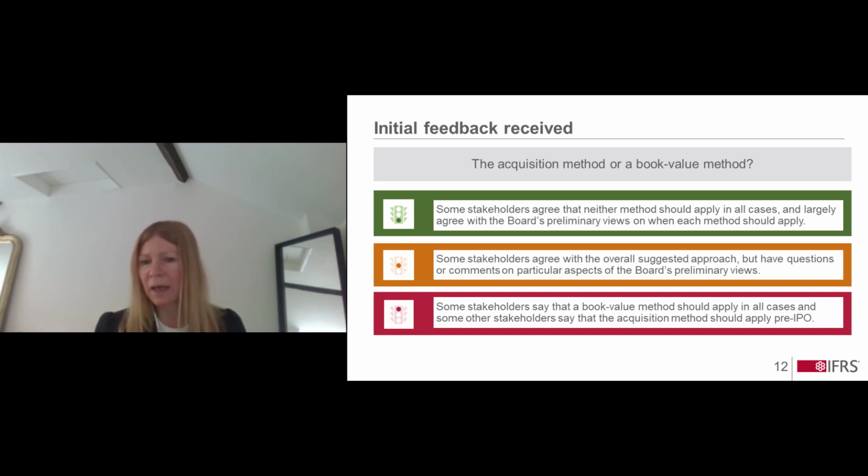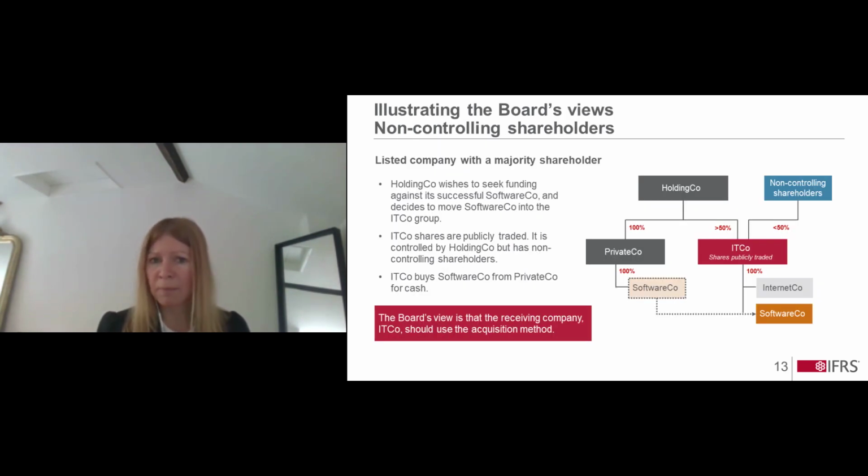And in those latter cases, stakeholders tend to really advocate a so-called fresh start method, where all combining companies would be reflected at fair value rather than the acquisition method per se. And what we have observed is that those views that we're hearing are often informed either by the previous local GAAP applied in the jurisdiction or by existing prevailing reporting practices. And so building on this last point, what we would like to do is just to recap why the board believes that the acquisition method should be applied when non-controlling shareholders are affected.